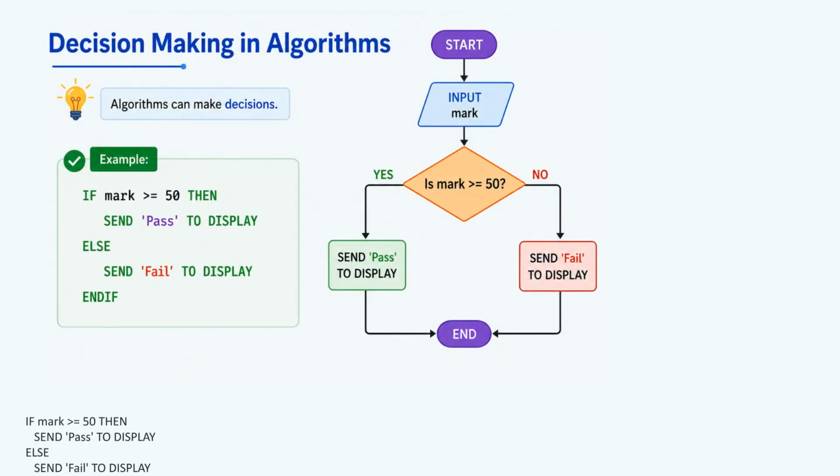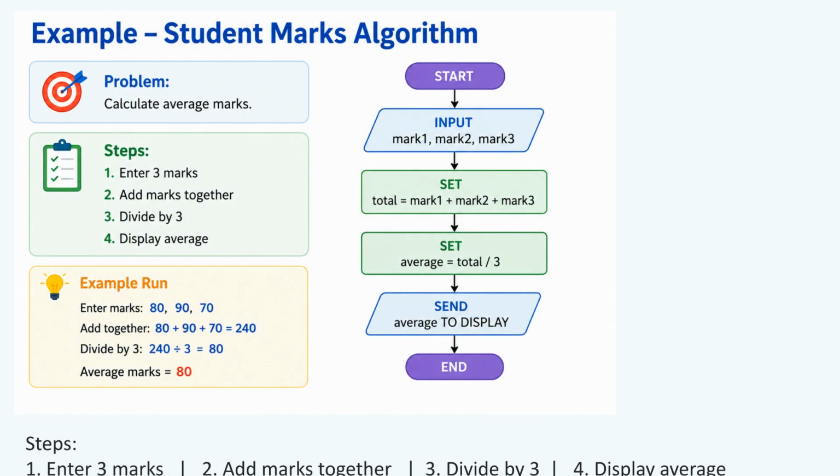The IF structure is used for decision-making. In this example, if the mark is greater than or equal to 50, pass is displayed. Otherwise, fail is displayed. This flowchart calculates the average of 3 marks. It receives the marks, calculates the sum, divides by 3, and then displays the final average.